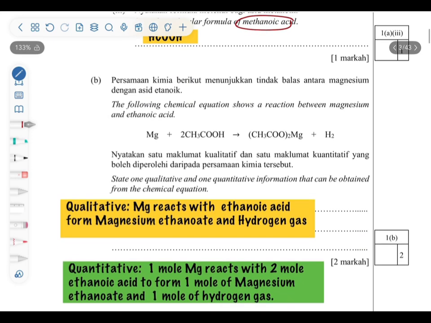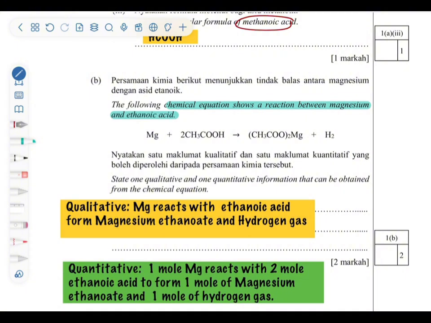Okay, so this is question 1B. It gives us the chemical equation that shows the reaction between magnesium and ethanoic acid. State one qualitative and one quantitative information that you can obtain from the chemical equation. This question already gives you a hint that you must refer to the chemical equation.